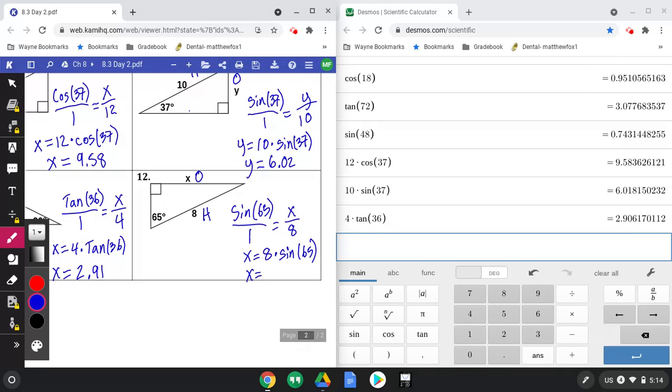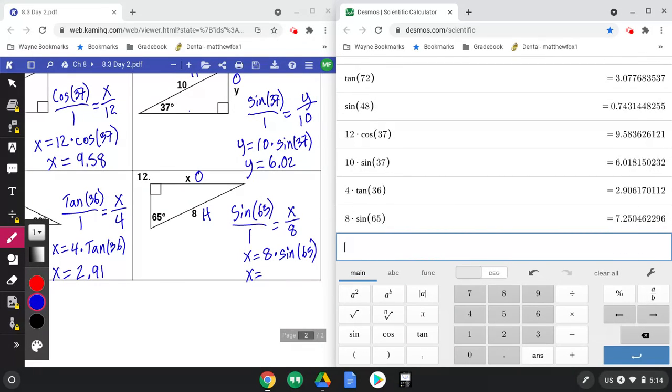So we want to know what x equals. Come back over here. 8 times the sine of 65. Hit enter, and we get 7.25 when we round to 2 decimal places.